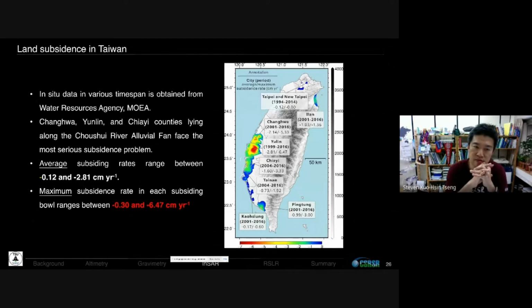So after decades of pumping of water, it keeps compacting, the land keeps going down. So you can see that the sinking rate is a couple centimeters per year. So you can imagine that the sea level rise is just probably 2 millimeters per year. But however, the land sinking rate is 10 times higher than that. So we really need to treat this problem seriously.